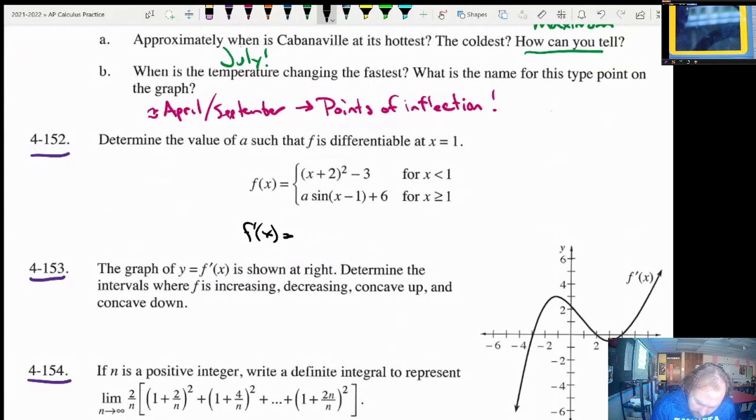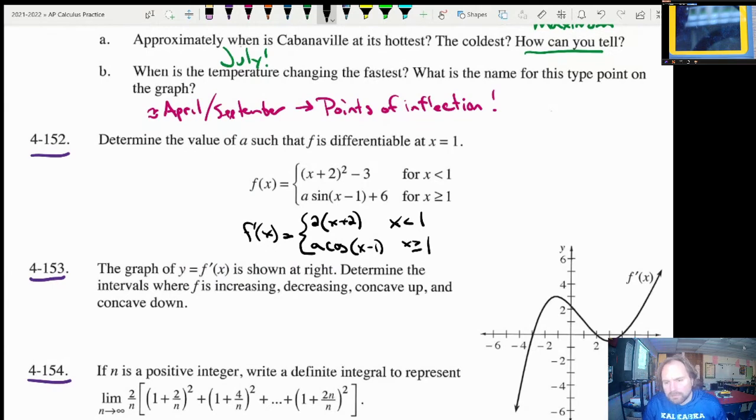F prime of x, which in this case would be 2 times x plus 2 for when x is less than 1, and it would be a times the cosine of x minus 1 for when x is greater than or equal to 1. So now that we've taken the derivative, we're going to do the same thing we do with continuity.